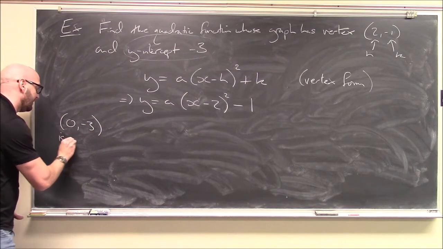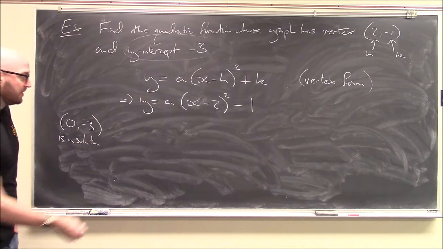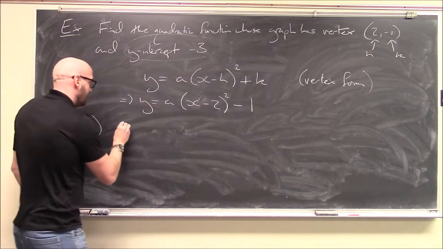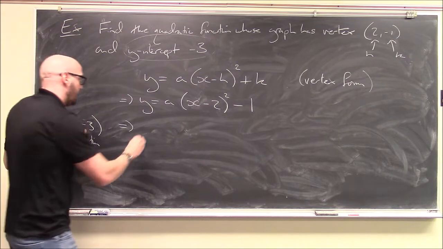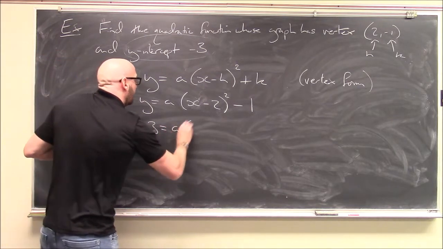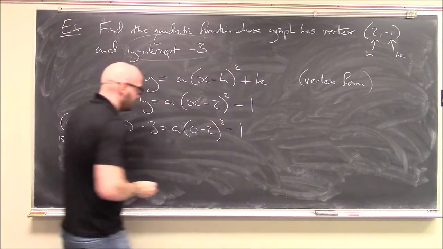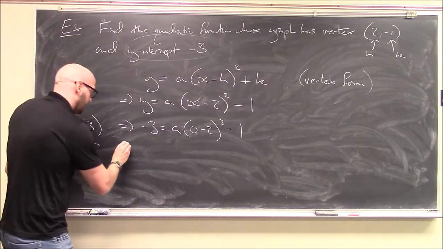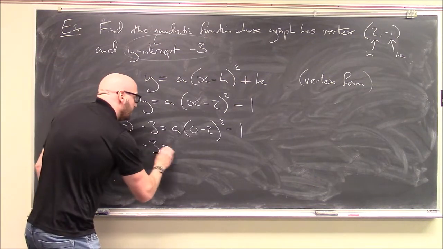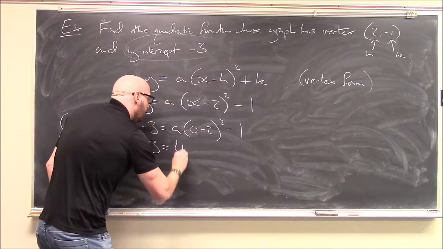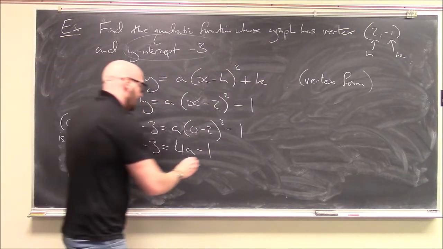So I'm claiming that this is a solution to this equation. Right? The points on the graph are solutions to this equation if you think of it like that. So let's plug them in. y is -3 whenever x is 0. So this means I think we can solve for a now. I think we have enough information here. We've got -3 is equal to a times (-2) squared, 4a, minus 1. And we should just have to isolate a now.